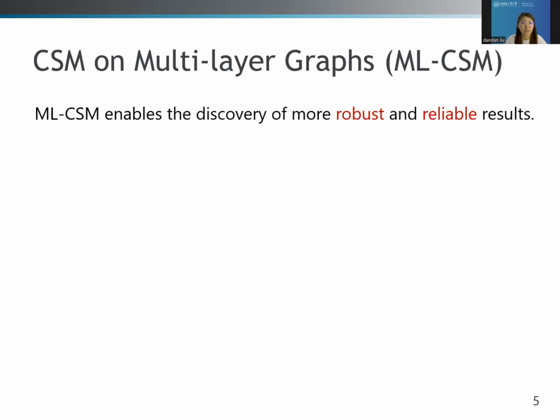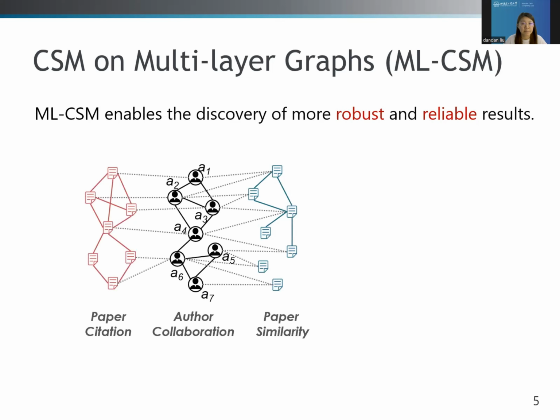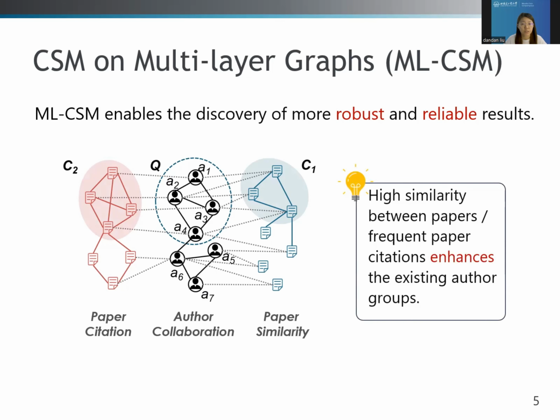Let me give you an example. Here's a three-layer academic network. We can identify a group of closely collaborated authors in Q who have jointly written papers with high similarity in C1, and their papers in C2 cite each other. This information suggests shared research interests among the authors and a stronger collaboration.